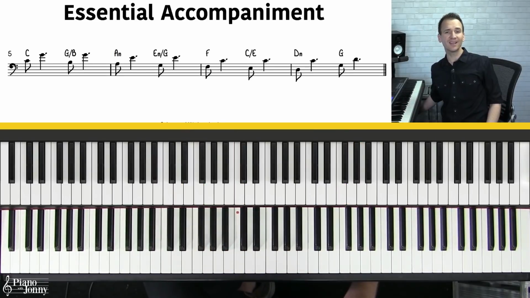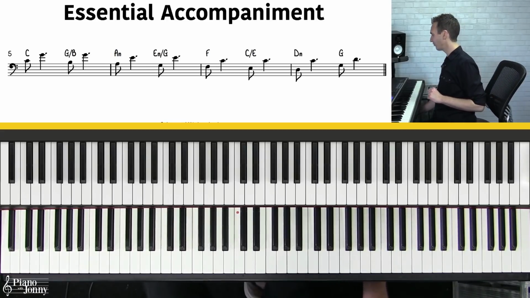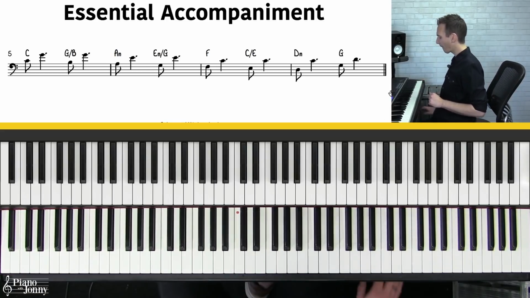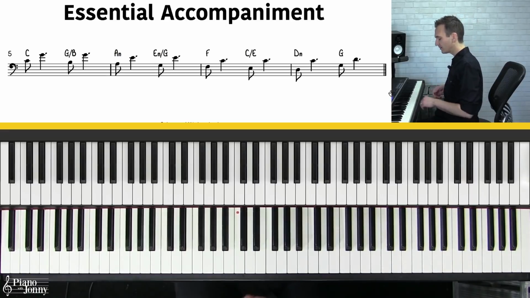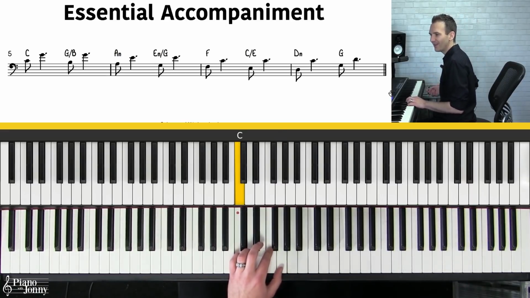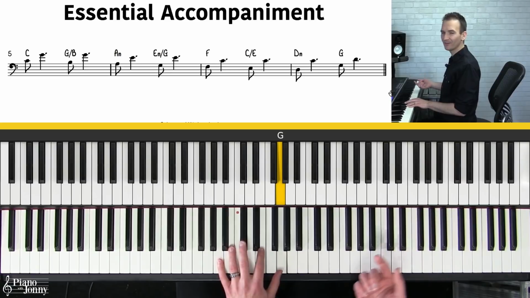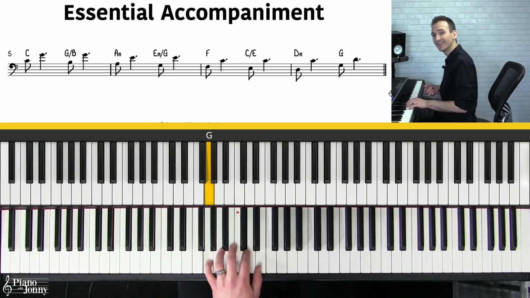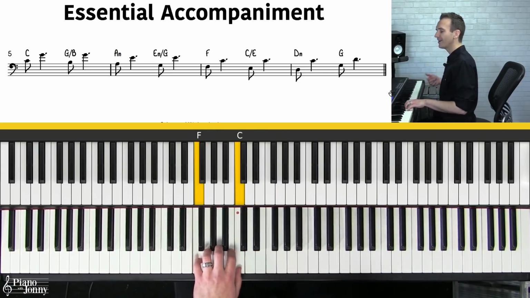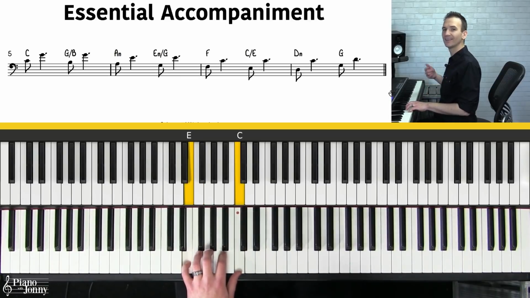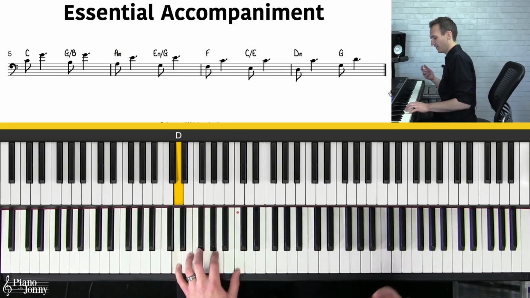Beautiful. All right, let's play this left-hand accompaniment with the backing track, and then I'm going to show you how to improvise over it. Here we go. And here it is. 1 and 2 and 3 and 4 and 1 and 2 and... Isn't that beautiful? F and the C. Here's our D and our G.